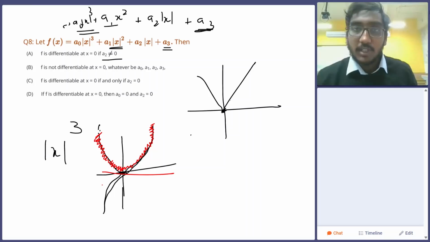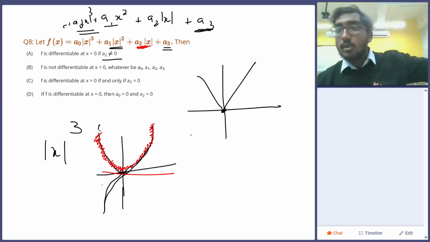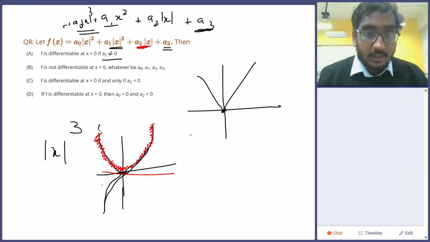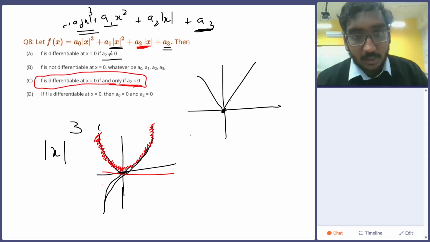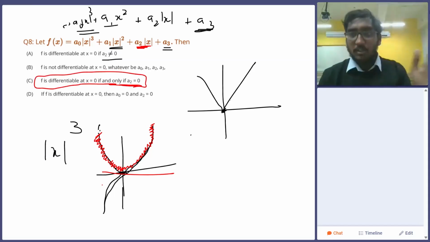Because of that, what happens? This becomes differentiable, okay? That becomes differentiable. Okay, so the only thing is that a2 should be 0. If a2 is 0, then this term will not exist and the function will be totally differentiable. Okay, so just check for that. Yes, this is the correct answer, okay? Because other terms will be differentiable anyway, not a problem, okay?